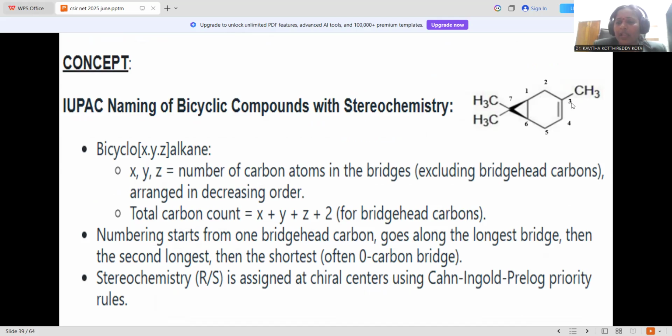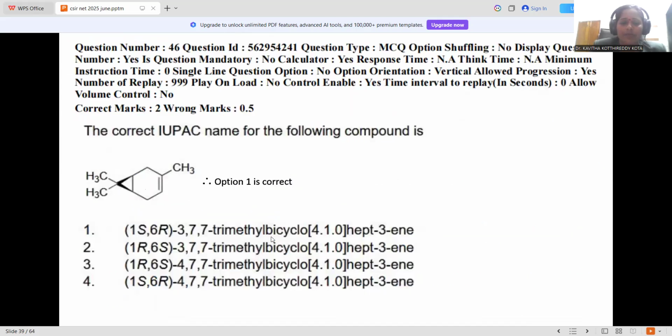Position of methyl group: methyl is there at position number 3 and position number 7 as well. 3, 7, 7. Both are provided in options 1 and 2. So options 3 and 4 you can simply strike off, being 4, 7, 7, the wrong representation. And in order to get the exact answer, absolute configuration must be known.